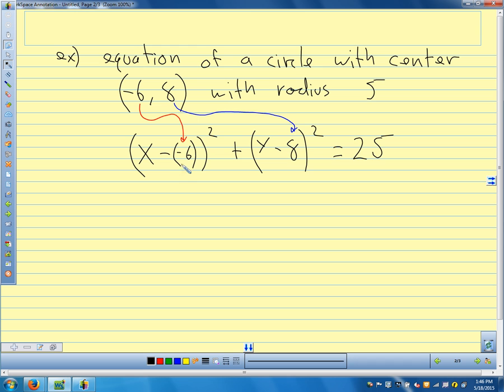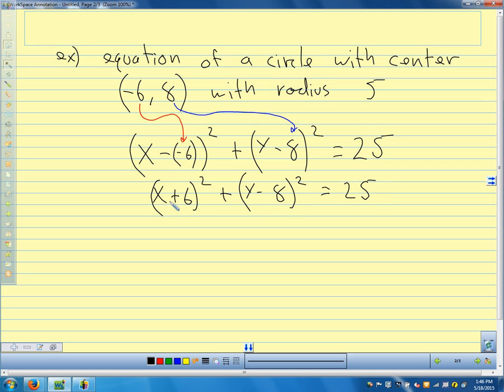And we could simplify this. What's x minus negative 6? x plus 6 squared plus y minus 8 squared equals 25. The first one would be correct, but you'll usually see it written like this. Notice that the number here and the number here are opposite signs, and this is r squared. That's all there is to that problem. That's your answer. You don't have to solve anything. You don't have to multiply anything out. That's it.